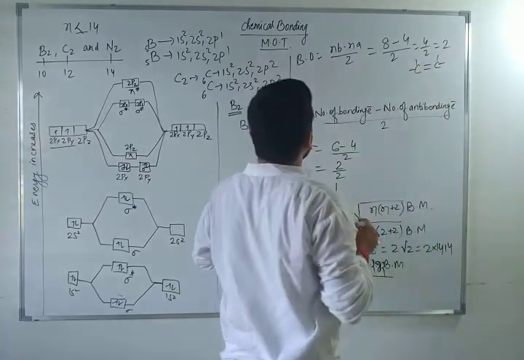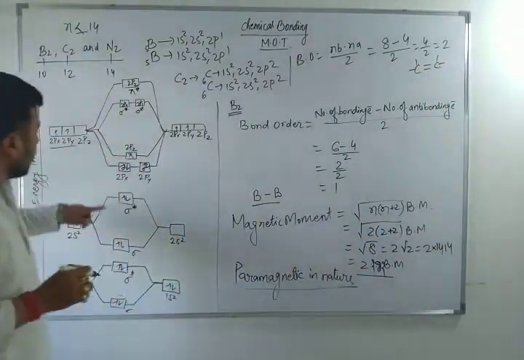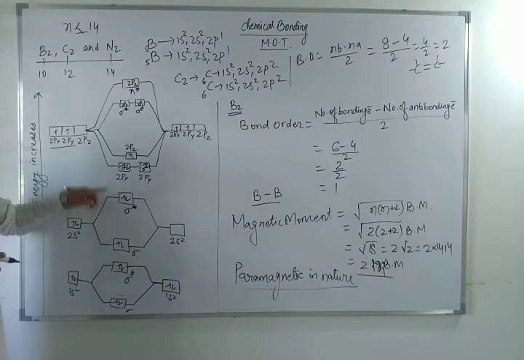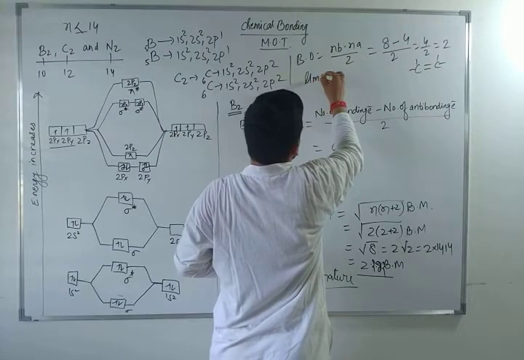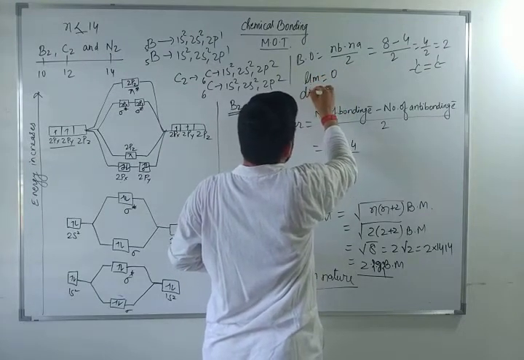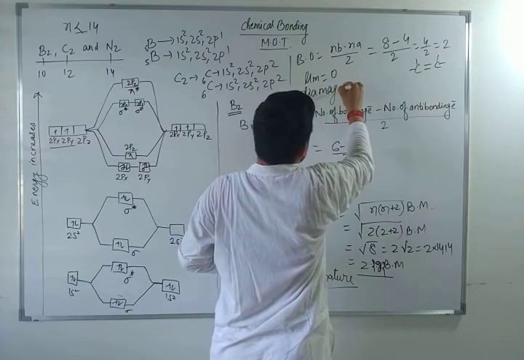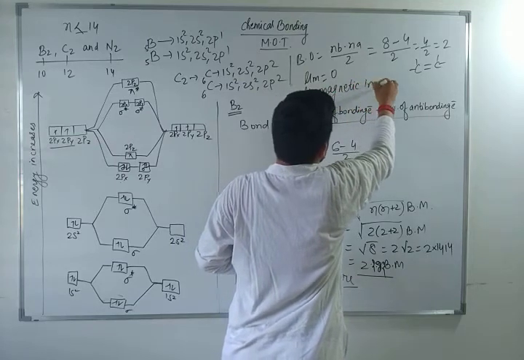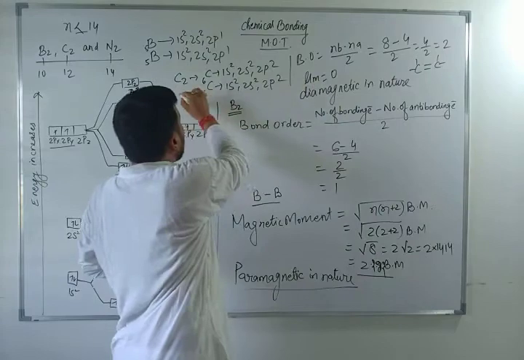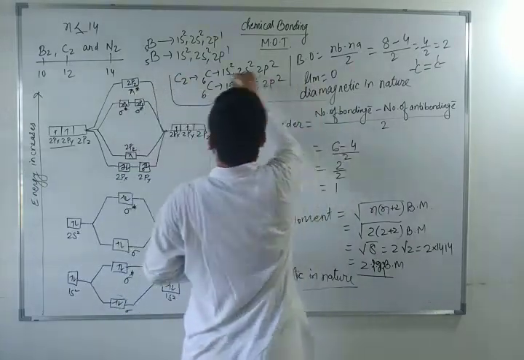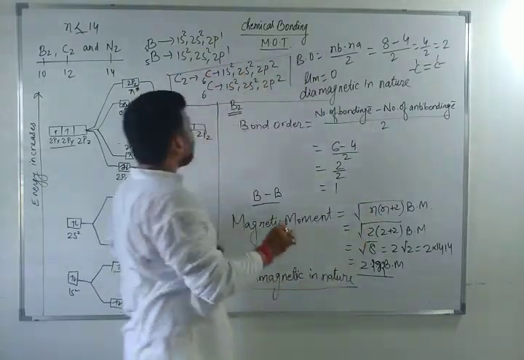Now the question is, is it paramagnetic or diamagnetic? Since you can't see anywhere the unpaired electrons, mu m is equal to 0, that's why it's diamagnetic in nature. Diamagnetic in nature. It is about C2, okay? All these things are about C2. Earlier I described B2.